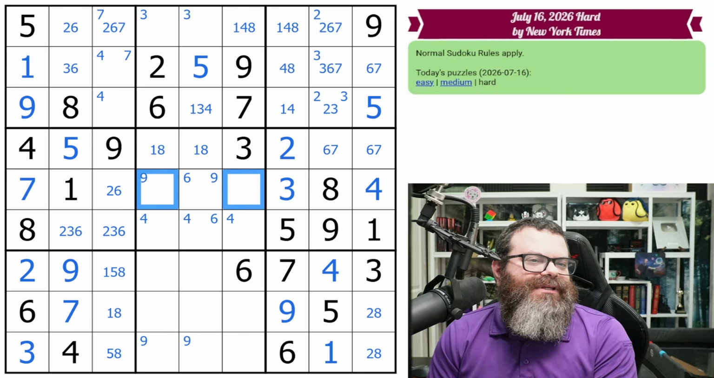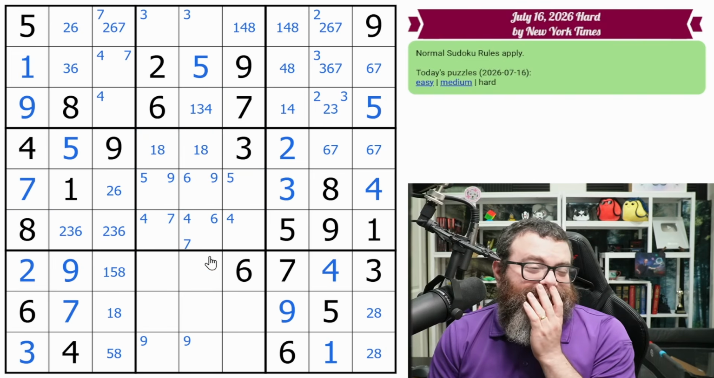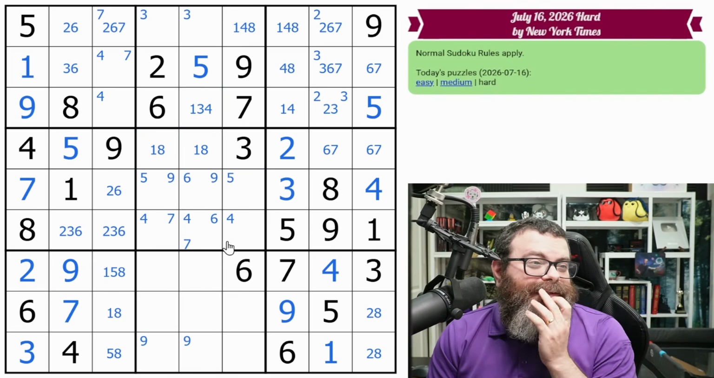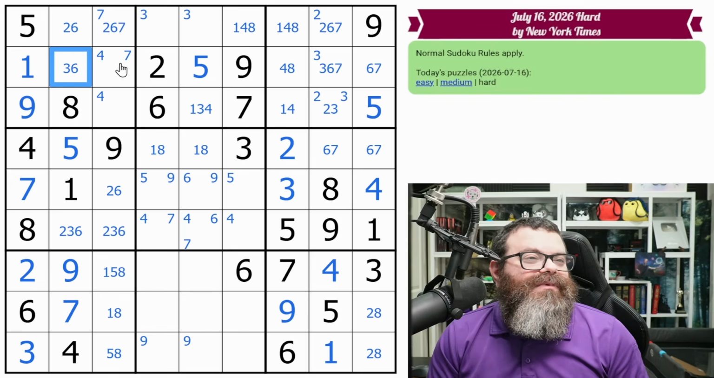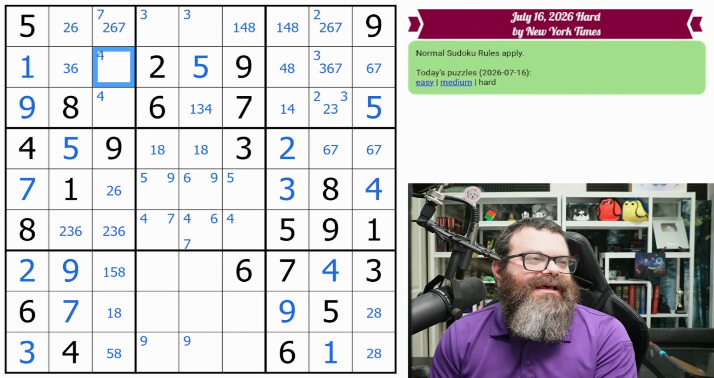So the 5's in one of these two. The 7 is one of these two. This is getting complicated. Well, I have this 3, 6, 7. So this isn't a 7. That places the 7 in the box. And this is now 4, 8.